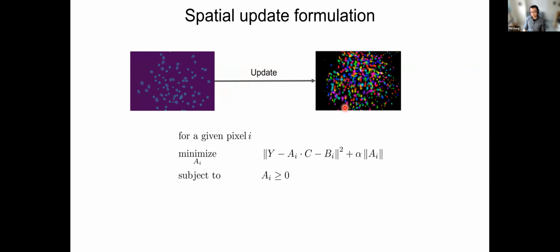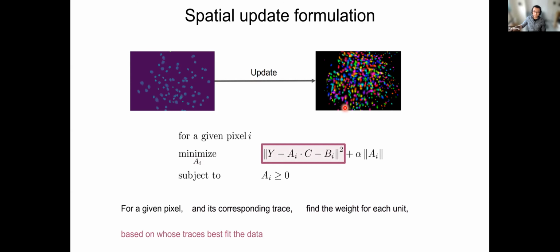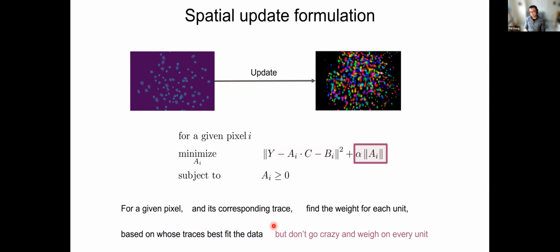I'm not going to go into the details of the math here, but conceptually what this equation is saying is that for a given pixel, you want to find the corresponding trace of that pixel, and you want to find a weight for each unit such that the temporal activity of the units best fits the temporal activity of this particular pixel. But at the same time, you don't want to go too crazy and put a weight on every single unit, because that will give you a non-sparse result and make the output really hard to interpret. So as you can see, this equation has 2 competing goals.